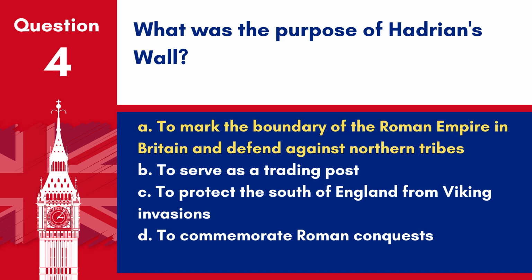Answer. A. To mark the boundary of the Roman Empire in Britain and defend against northern tribes. Hadrian's Wall was constructed by the Romans around AD 122 to denote the northern limit of their empire in Britain and to protect against invasions from the north.